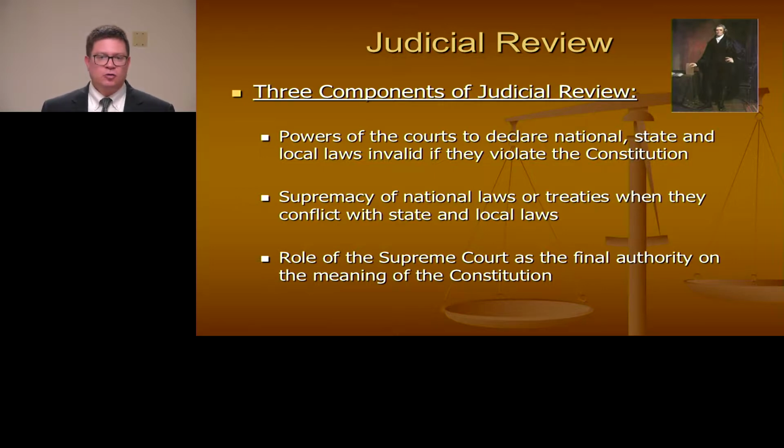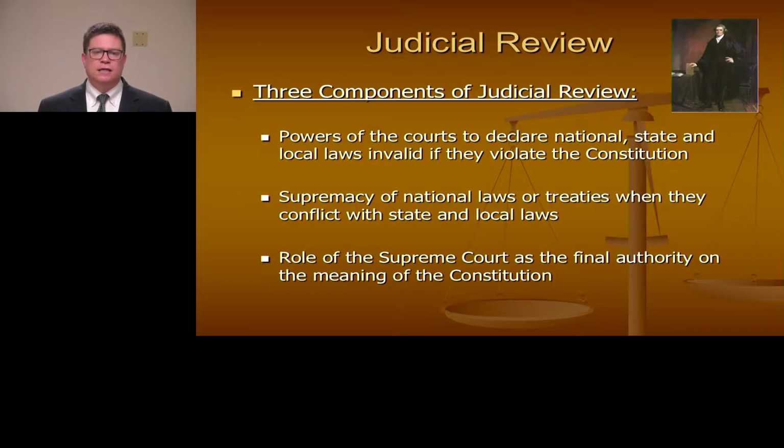The first is the power of the courts to decide national, state, and local laws invalid if they violate the Constitution. And again, remember that the Constitution is the foundational document of American government, and therefore the laws that are passed by levels of government, whether it's state, local, or national, cannot violate the provisions of the Constitution. All right? So that's the first component of judicial review.